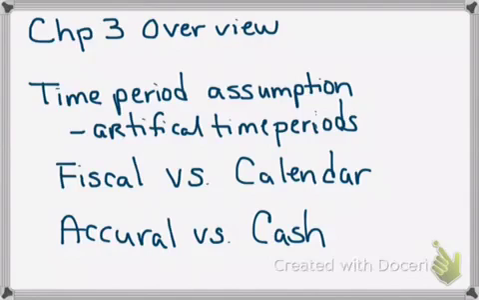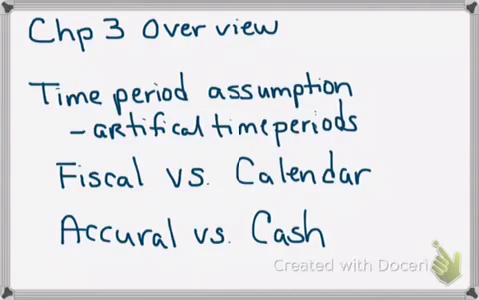This is where we are going to break the life of a company up into artificial time periods. And if you think about it, the reason we have to do this is, who wants to know what the income was from when the company opened its doors until the company closed down? What does that really tell us? Not a whole lot. So what we do is we implement these artificial time periods.